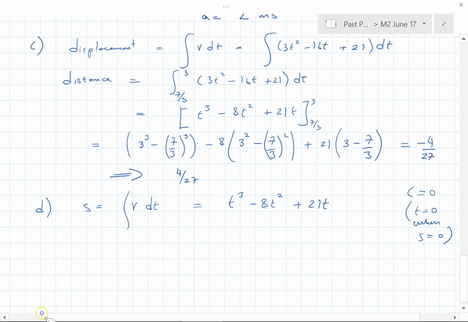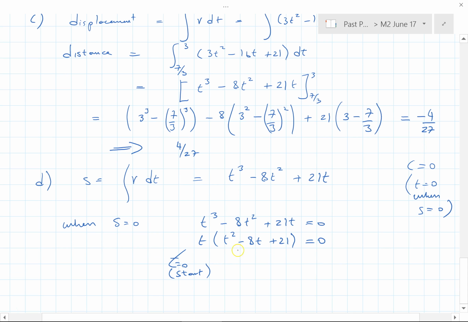So when s equals 0, we get t cubed minus 8t squared plus 21t equals 0, which is t times (t squared minus 8t plus 21) equals 0. Of course, t equals 0 is at the start, so we knew that anyway, but it does not return to the origin. So this must have no solutions.